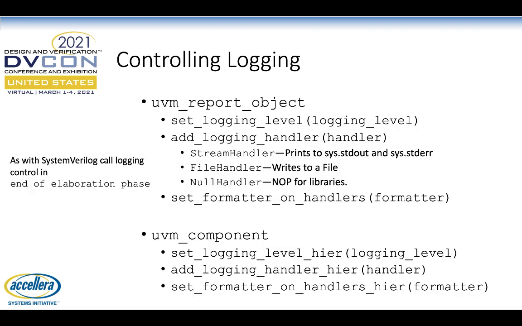We can control logging by setting the logging level, and we can do that on an individual object or hierarchically throughout the hierarchy of components. We can add a handler, again to a single component or hierarchically, and we can set the formatter on all the handlers that have been added to a given object so that they all have consistent messages. All of this work should be done in the end of elaboration phase so that we know that the UVM component tree has been built and connected before we do this.